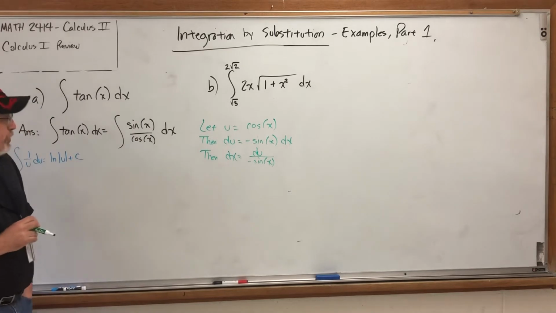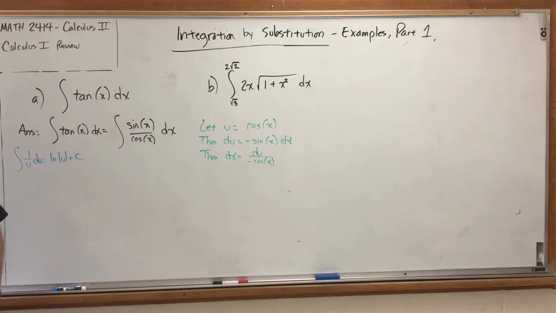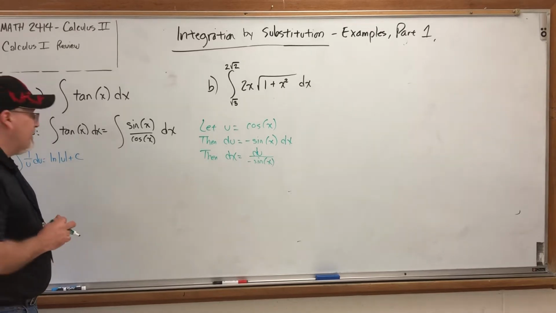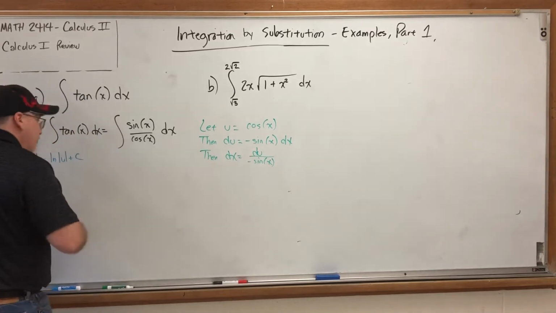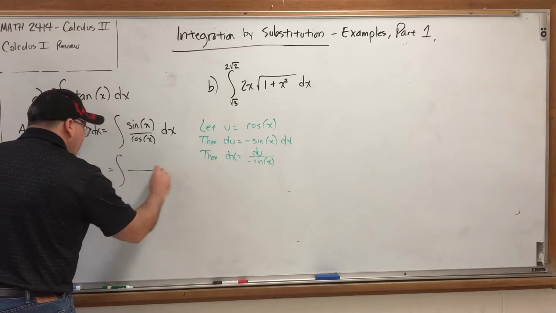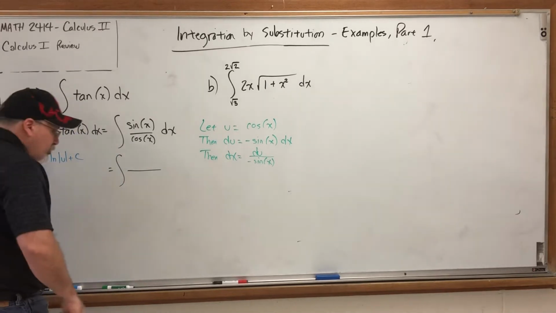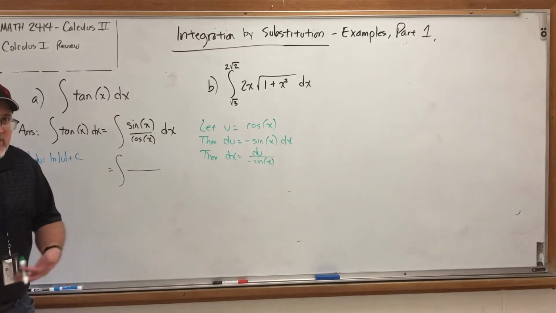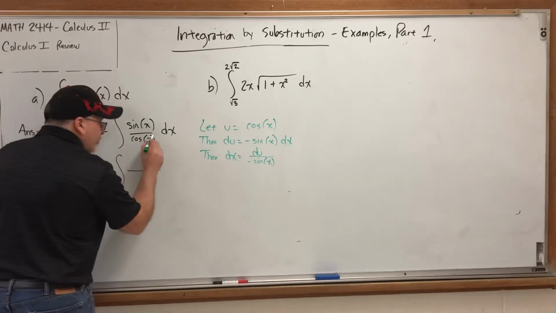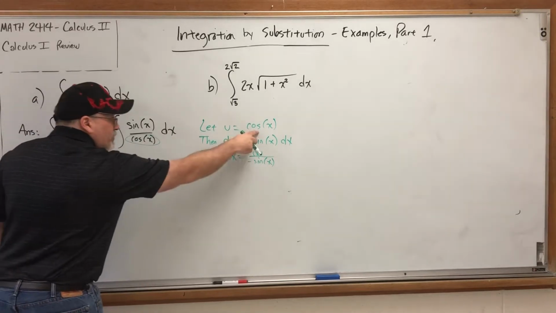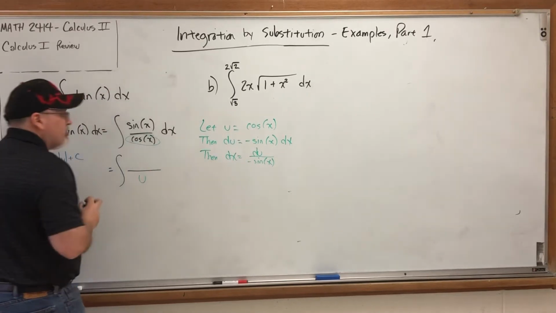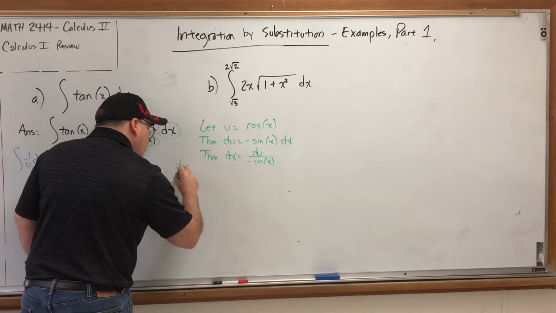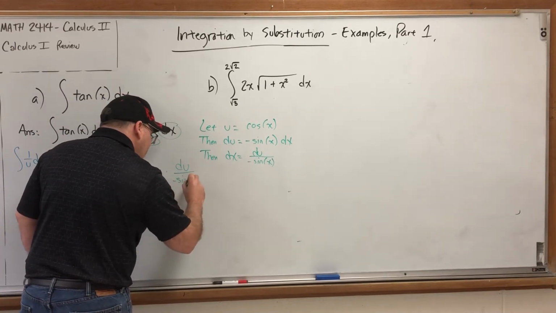So the cosine is going to become u, and dx is going to become du over negative sine x. So let's see what happens. Now, when you are making all these substitutions, stay very focused on taking inventory of what's changing and what's not changing. For example, this cosine of x is going to become u. That was by my own choice. This dx is going to become du over negative sine of x.